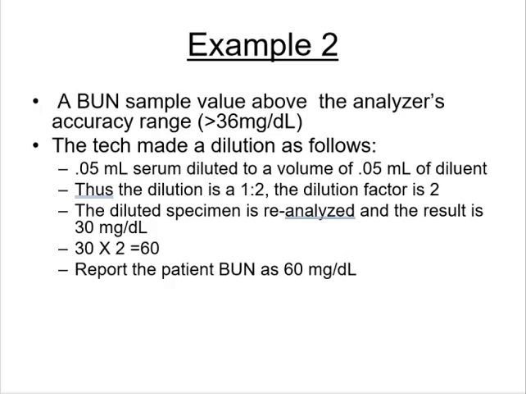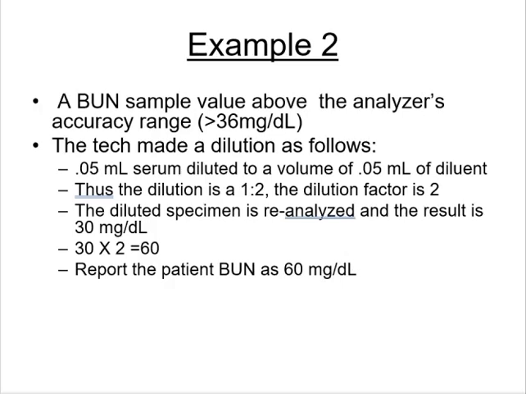Another dilution example would be the BUN was above the analyzer's accuracy range of 36 milligrams per deciliter. The tech made a dilution as follows. 0.05 milliliters of serum was diluted with 0.05 milliliters of diluent.